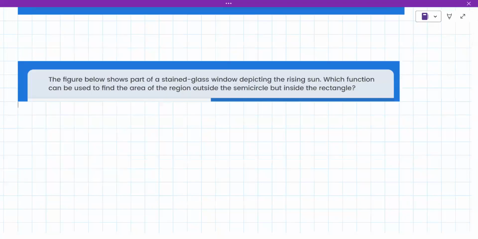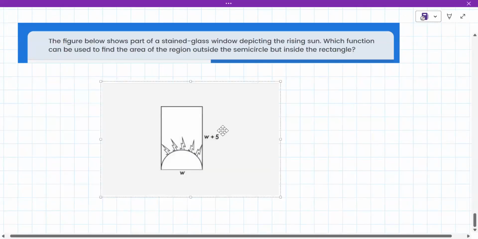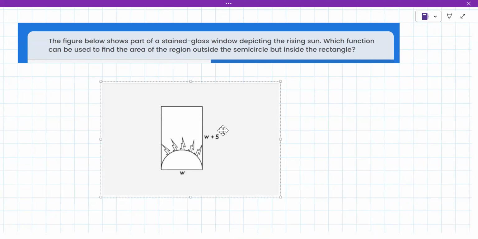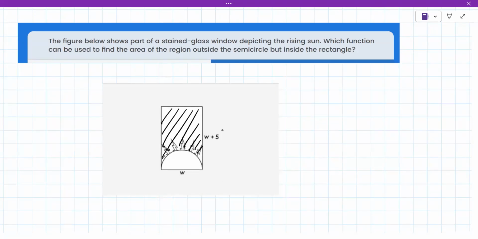Right, so this is also kind of a geometry problem, kind of algebra too, a little overlap between them. It says the figure below shows part of a stained glass window depicting the rising sun. Which function can be used to find the area of the region outside the semicircle, but inside the rectangle? So they want this area outside the semicircle.